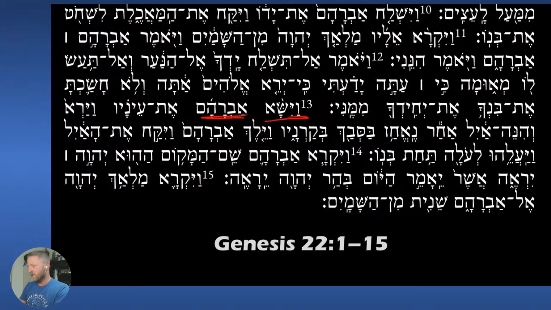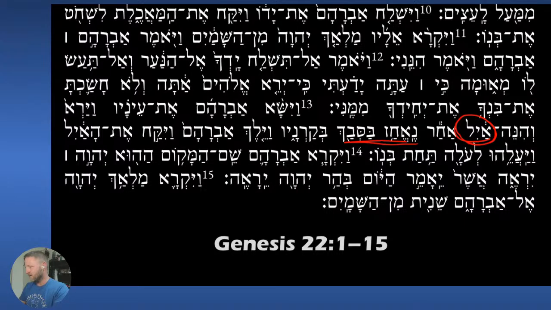Vayisa Avraham et einav. He lifted his eyes. This is the second time. The first time he lifted his eyes, he saw the place that God told him. And now it's the second time he's lifting his eyes, and he saw Vayar v'hinei ayel achar. Okay, achar, it's like acher. It's another one. He saw another ram, ayel.